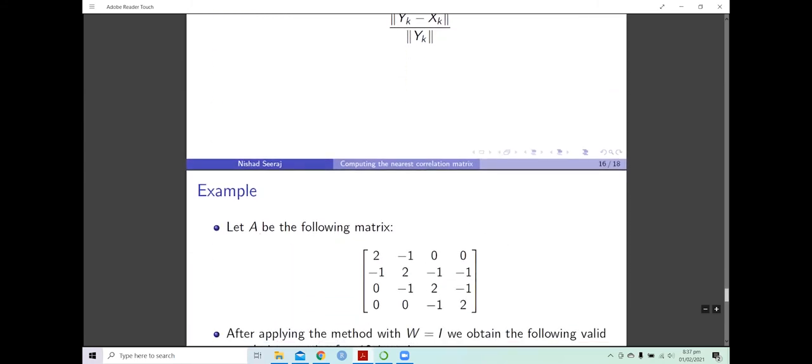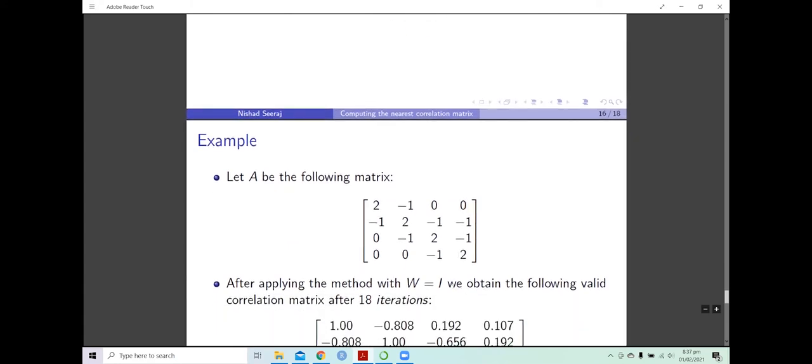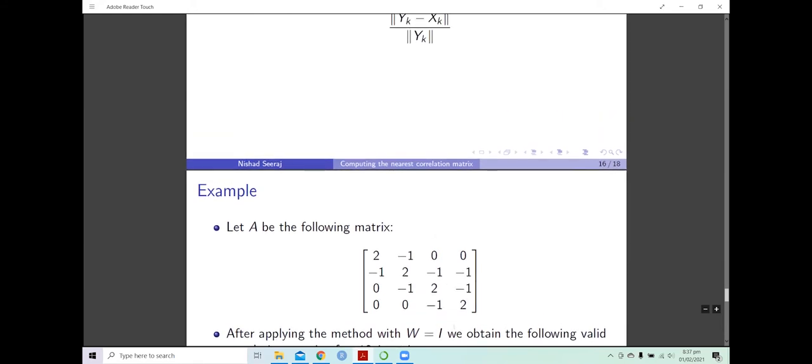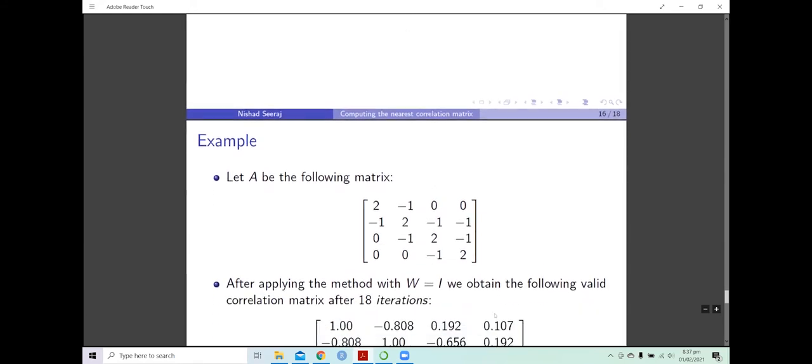So let's say we have A being our correlation matrix. This is clearly wrong because, first of all, you have 2 as a diagonal. I purposely made this very wrong to show you the algorithm. We take W to be the identity matrix. This can be adjusted to reflect any kind of weights that you choose. Okay, and we apply the algorithm.